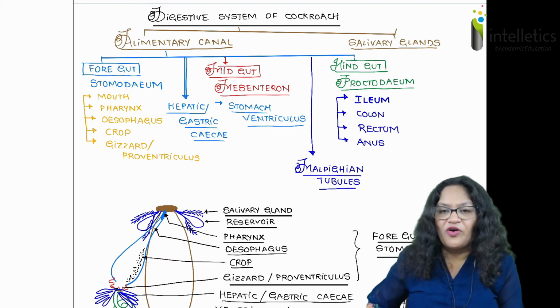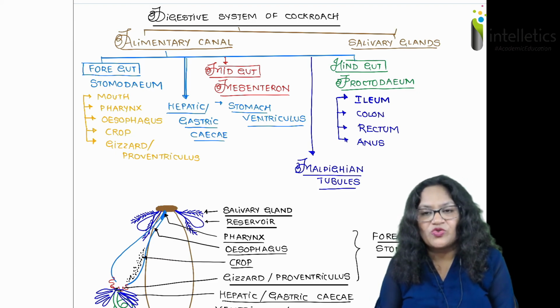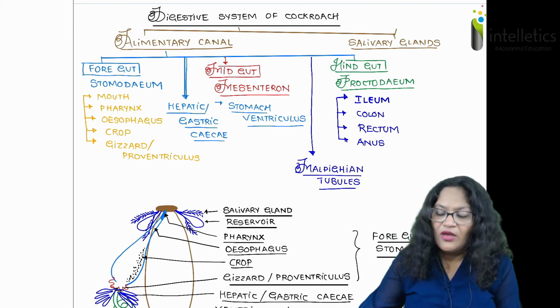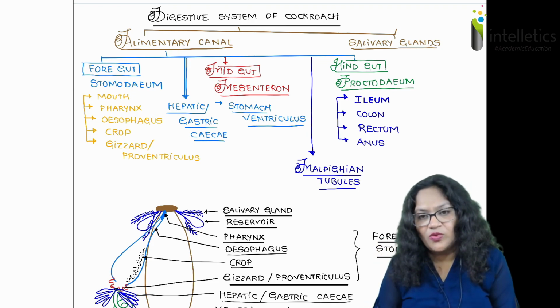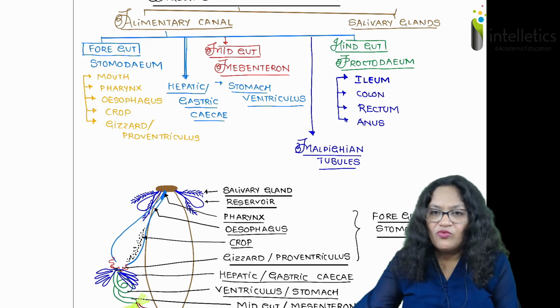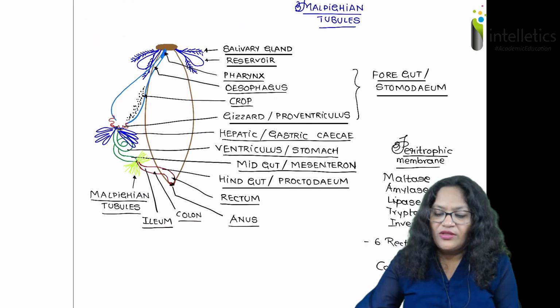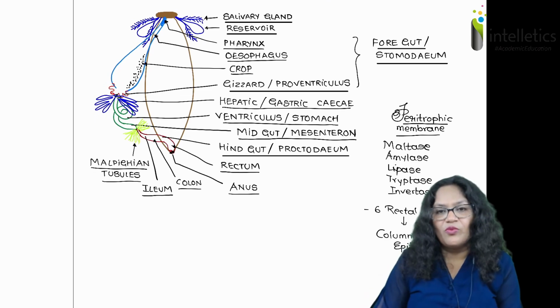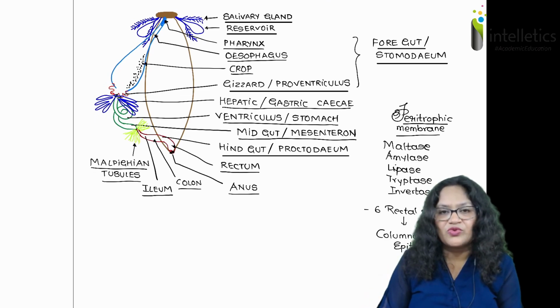Hindgut is made up of the ileum, colon, and rectum, which opens to the exterior via the anus. Hindgut is basically concerned with the reabsorption of water and some important ions which otherwise would have been expelled out. Now, this is the diagram once again for you to understand how to draw it.